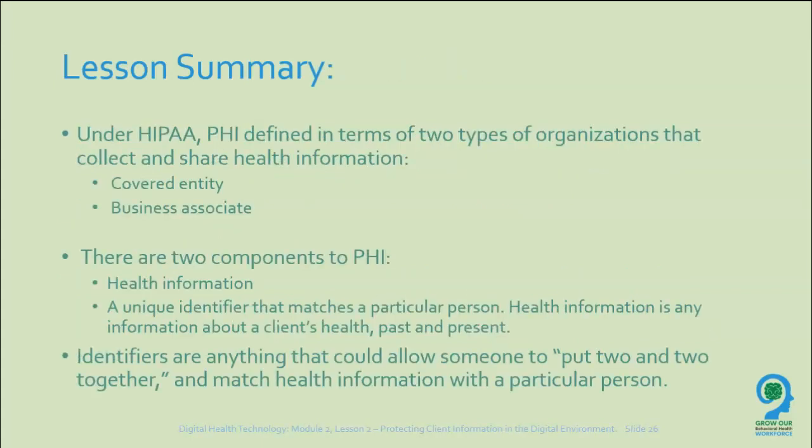Under HIPAA, PHI is defined in terms of two types of organizations that collect and share health information. These are a covered entity and a business associate. There are two components to PHI. One is health information, and the second is that unique identifier that matches a particular person. Health information is any information about a client's health, past, present, and future. Identifiers are anything that could allow someone to basically put two and two together and match health information with a particular patient.